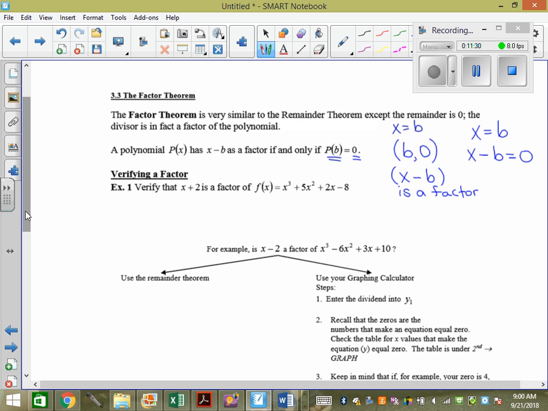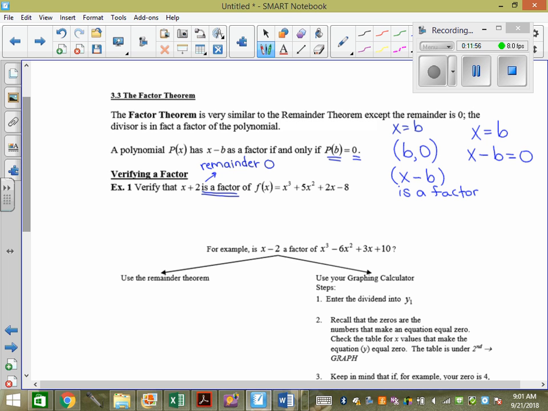If you see "is a factor," you should instantly be underlining it and writing remainder 0. So ultimately, we're looking for a remainder of 0. So we're going to use the remainder theorem. We're going to check with our calculator, and then we're going to do it by synthetic division. 3 different ways we could do this exact same question.